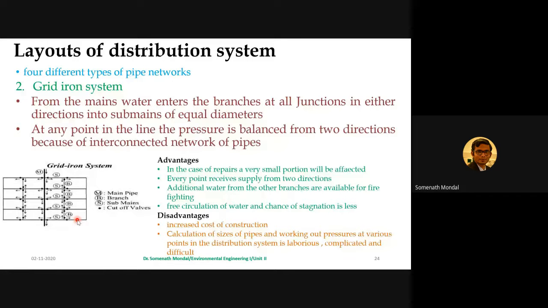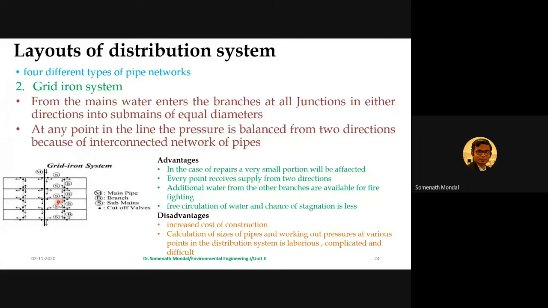in case of repairs, a very small area will be devoid of complete supply, because you have connection from both the ends. So it is easier for the operator to close a certain point. Suppose you have a problem over here, so you can keep this particular portion out of service, and you can still maintain the water for the entire other parts of the city, which was not possible in the case of the tree system. So that's the most important benefit we can say.